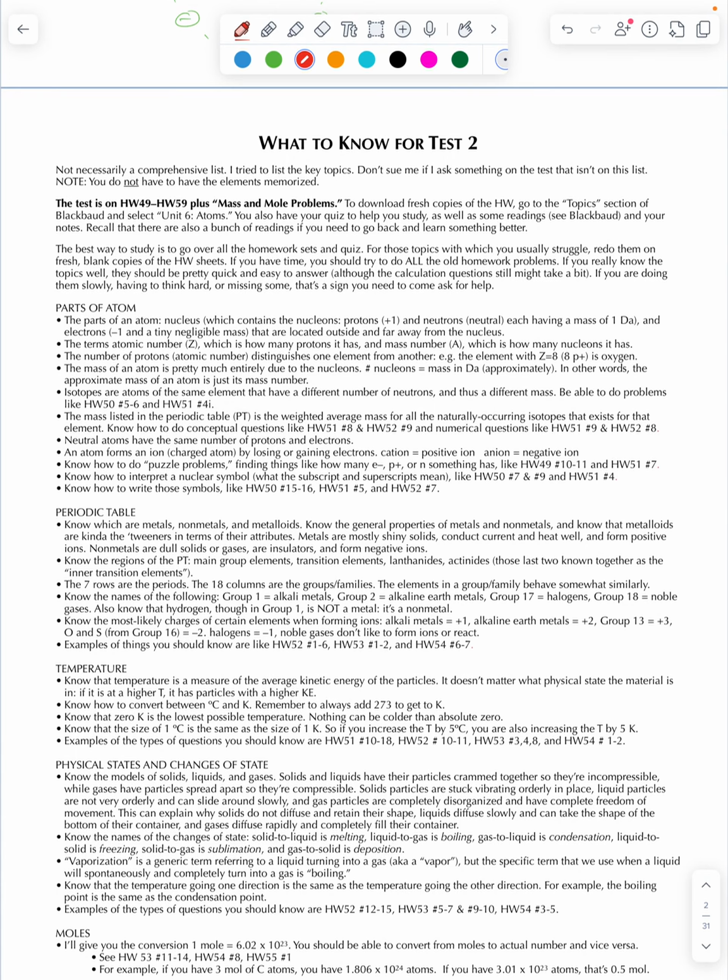Now, starting off, first of all, a couple things. It says what to know for test two. Remember, test one was just the elements test, memorizing part of the periodic table. So this was actually the first test on the material. So it's kind of the unit one material.